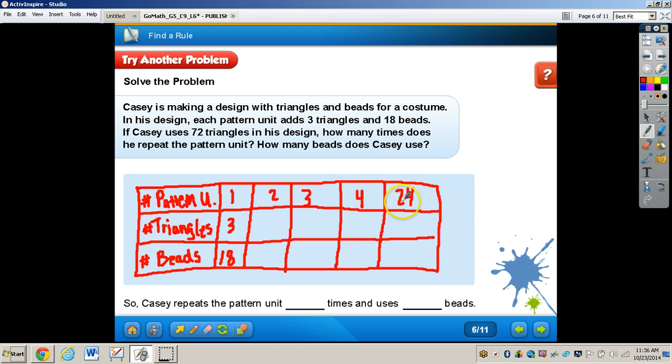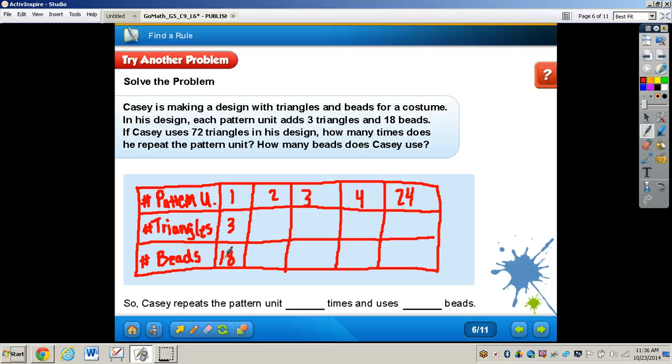So I want you to set up this table, pattern unit at the top, 1, 2, 3, 4, and then we're going to skip all the way to 24. We don't need to go all the way to 24 here. In order, we can go from 4 all the way to 24, because by 4 we'll be able to know the rule. So first pattern unit, 3 triangles, 18 beads. I want you to pause this video, write this table, and then we'll work through it together. So pause the video now.